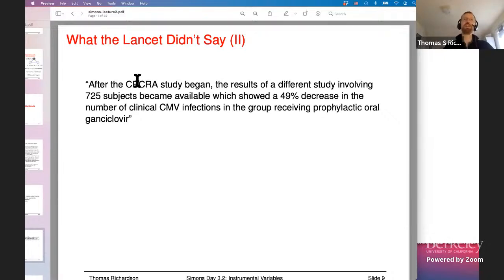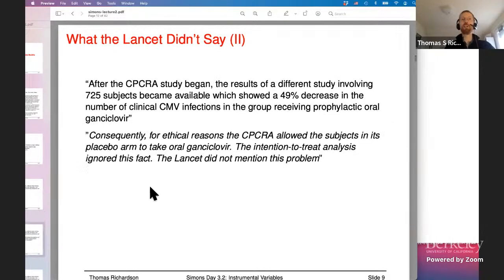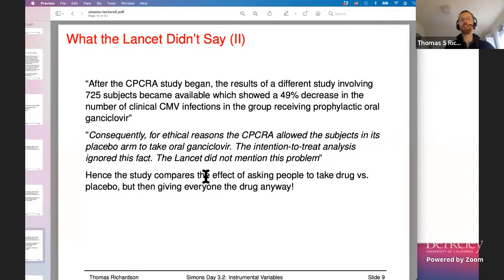After the CPCRA study began, the one whose results I showed you, the results for a different study involving 725 subjects showed a 49% decrease in the number of clinical CMV infections in the group receiving this drug. Consequently, for ethical reasons, the CPCRA allowed the subjects in its placebo arm to take oral ganciclovir. Intention to treat analysis ignored this fact, and the Lancet did not mention this problem. So the study being reported compares the effect of asking people to take the drug versus the placebo, but then giving everyone the drug anyway.